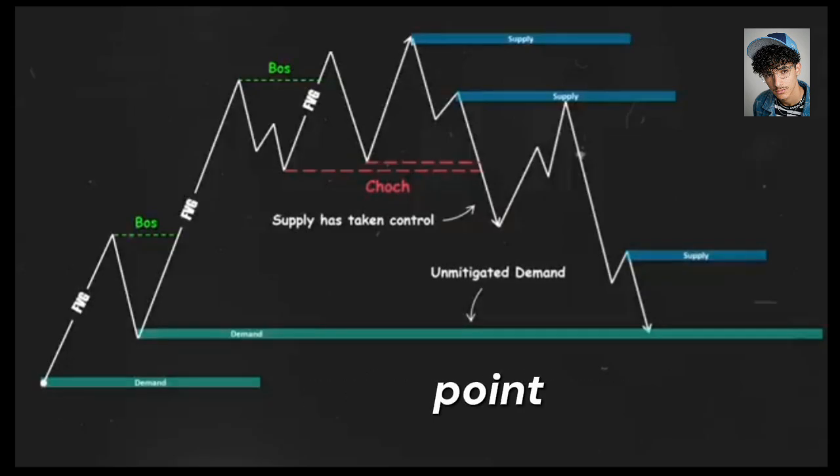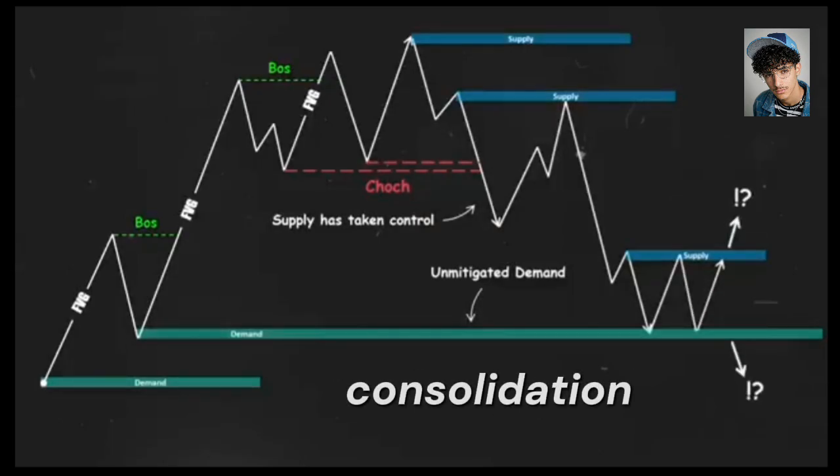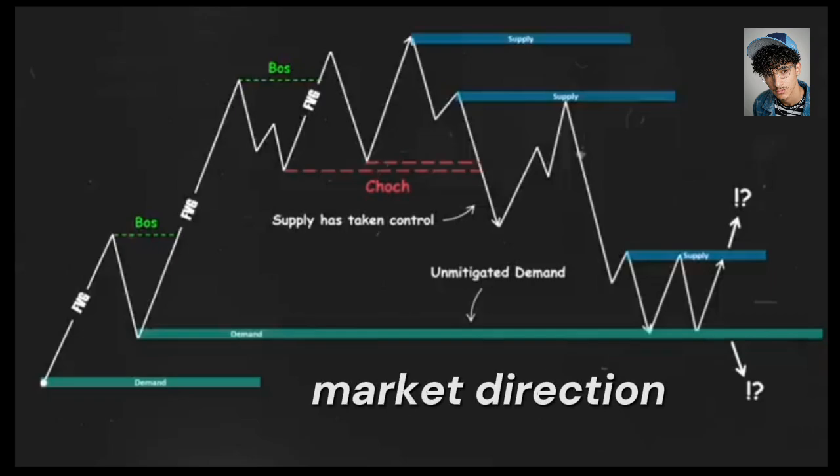From there, price continues moving lower, creating new supply zones until it reaches the next unmitigated demand zone. At this point, a battle between supply and demand takes place. Sometimes this leads to consolidation, causing price to range between the supply and demand zones. A break above or below that range will determine which side gains control of the market. Then we will look for trades aligned with the dominant market direction.